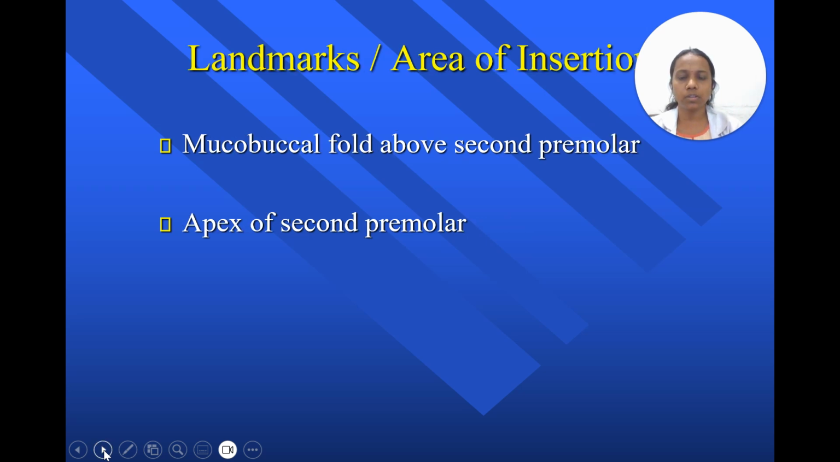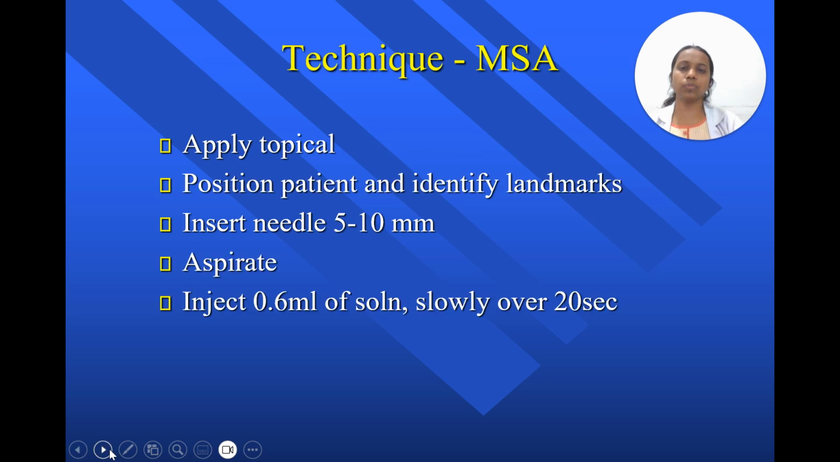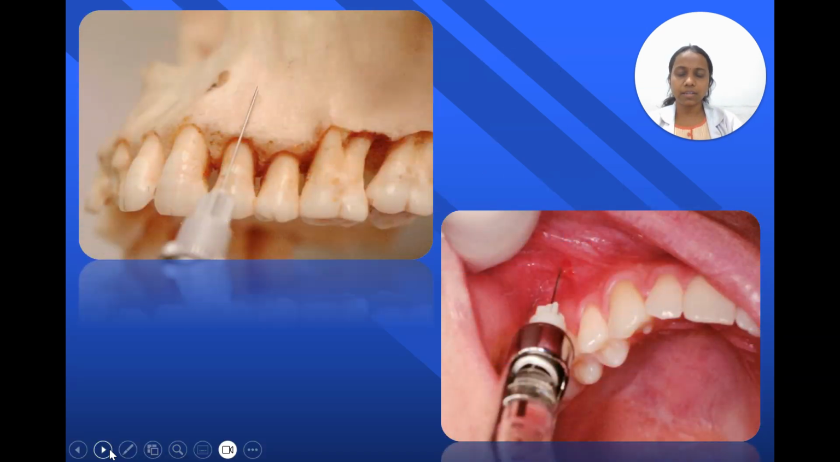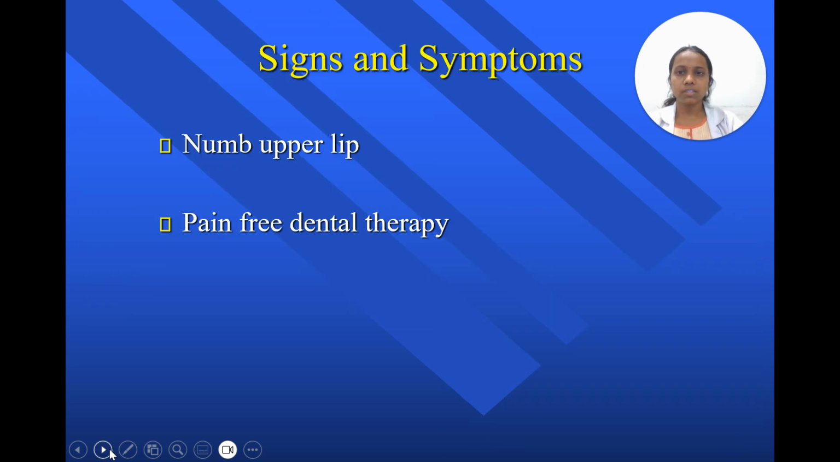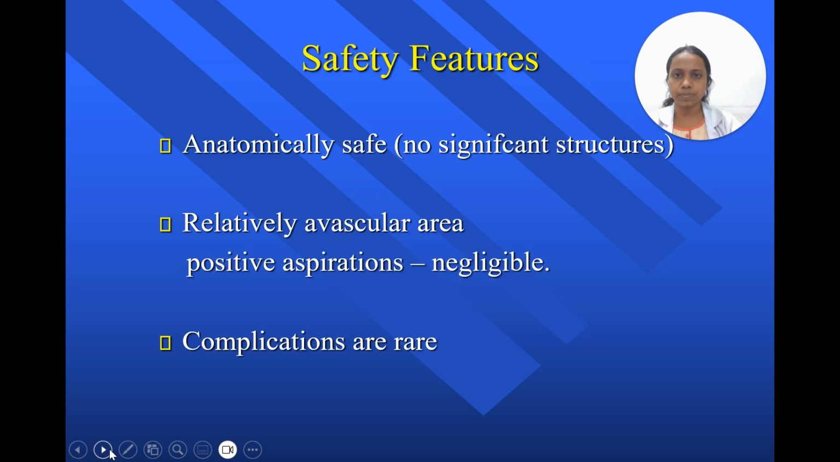The mucobuccal landmarks are the mucobuccal fold of the second premolar, or the apex of the second premolar. Apply the topical anesthesia, position the patient, identify the landmarks, and insert the needle about 5 to 10 mm into the mucobuccal fold opposite the crown of the second premolar. Once you're about 10 mm inside the tissue, aspirate slowly, make sure you're not in a vessel, and slowly inject about 0.6 ml of solution. This anesthetizes both the premolars. Signs and symptoms include numbness of the upper lip and pain-free dental treatment.